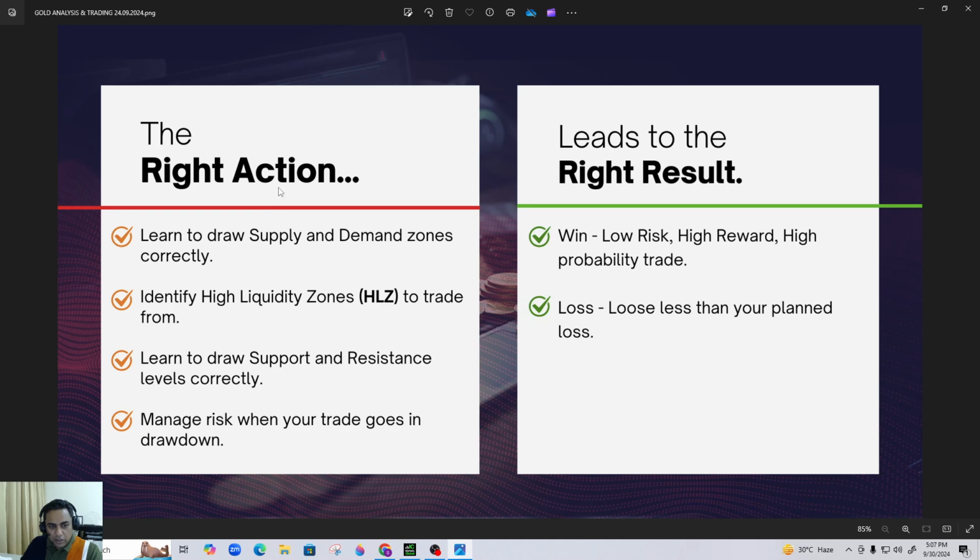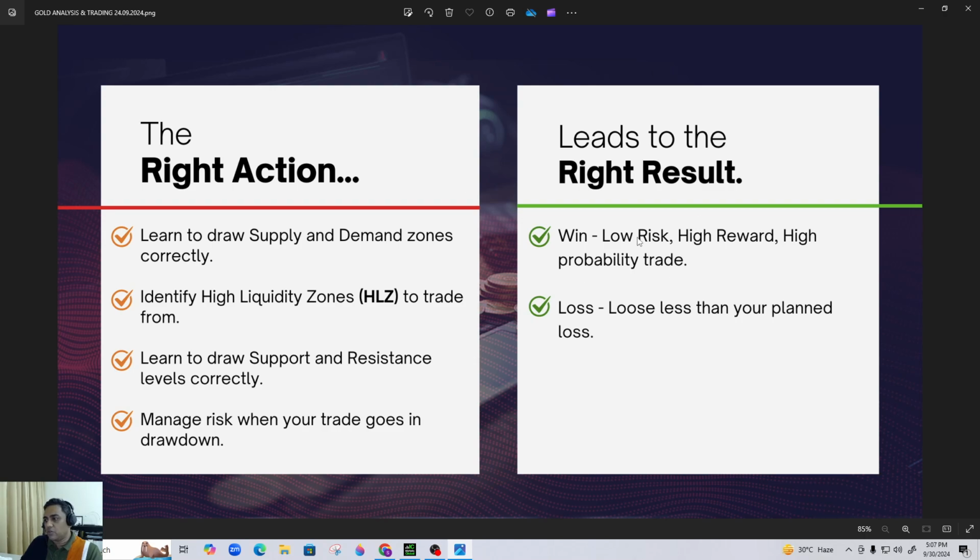And if you do these top three things right, you will end up with a win, and that win will be a low risk, high reward, high probability trade. If you end up with a loss and you do the last one right, you'll end up with a loss that is smaller than your planned loss. Okay, you will lose less than your planned loss. This is the purpose of these streams. The right action that will lead to the right result. That's it. That's the only purpose.